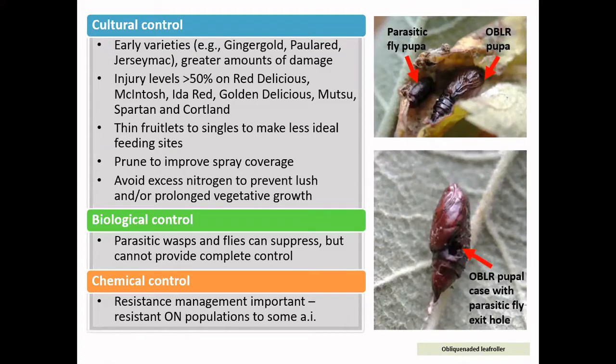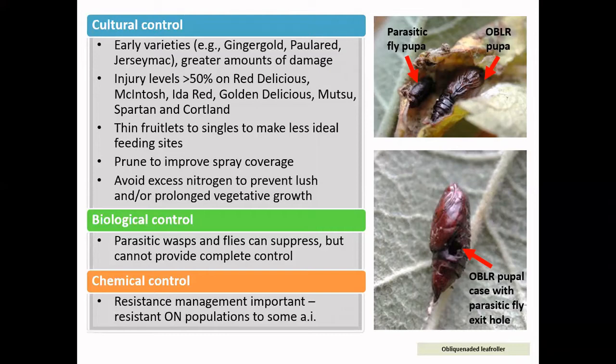There are some varieties that tend to be a little bit more susceptible to damage from oblique banded leaf roller. However, there are no dedicated varieties that are considered resistant. Really, it's ideal to try to create habitats that are not appealing to oblique banded leaf roller. So try to thin fruitlets as much as possible, prune and reduce the canopy growth, as well as avoid any sort of excessive vegetative growth, because they do prefer those lush succulent shoots. So try to limit the use of nitrogen as much as possible, or consider the use of Apogee for petal fall control of shoot growth.